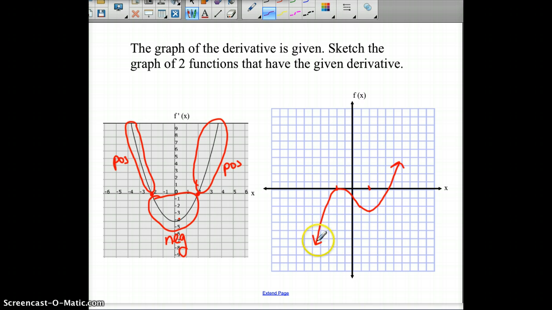As long as I have a function that's increasing until -2, decreasing until 2, and then increasing again after 2, it will match this. It will be in the family of functions. So I could have a function that goes up to here, and then decreases, and then increases. So here are 2 examples of functions that would have a derivative that would equal this.